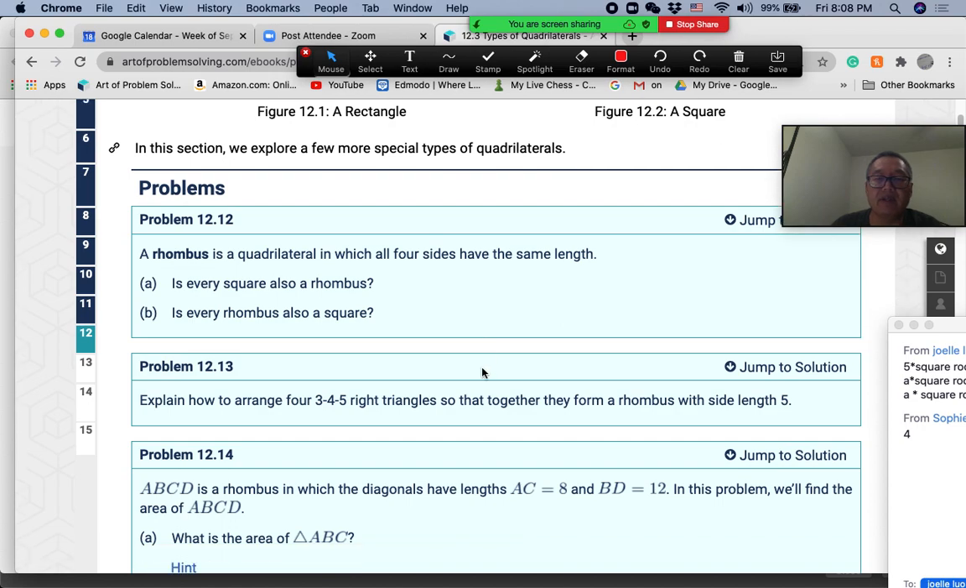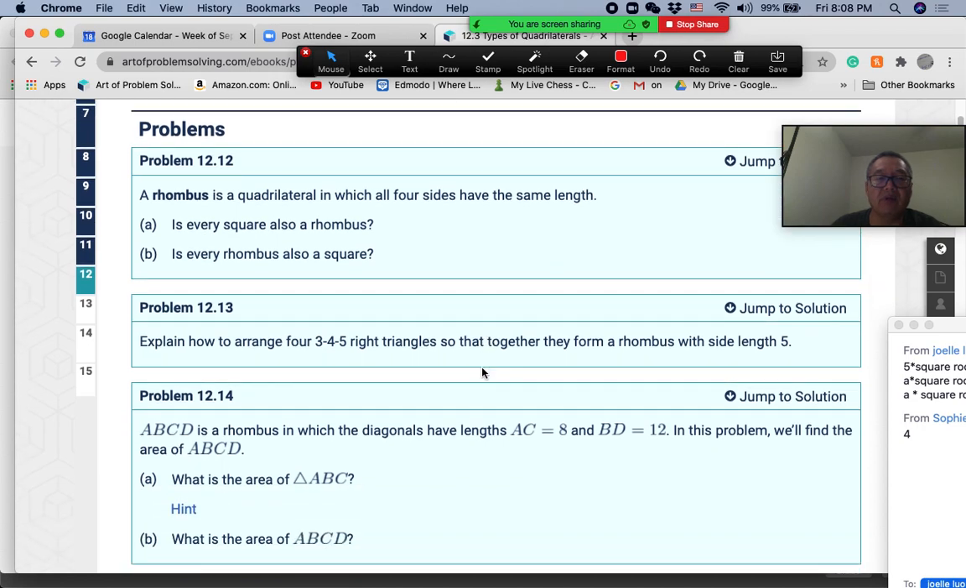Now let's see some examples about quadrilaterals. Problem 12.12: A rhombus is a quadrilateral in which all four sides have the same length. A rhombus is like this. Suppose this one's A, this one's B, this one's C, this one's D. These four sides are equal.